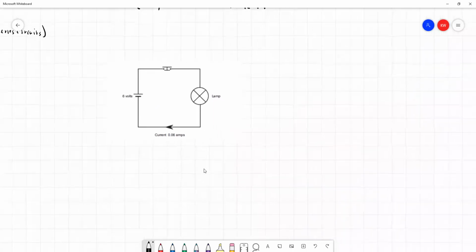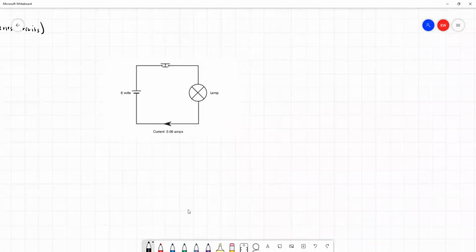And although this is a simple problem, we should tackle this in the same way we would any other engineering calculation. We should list the information we have first of all. So our supply voltage is equal to 6 volts, and our circuit current is equal to 0.06 amps. And we've been asked to find the resistance of the lamp. In this case, the resistance of the lamp is the total resistance for our circuit. We've only got one component here, so the total resistance is the same as the resistance of the lamp.